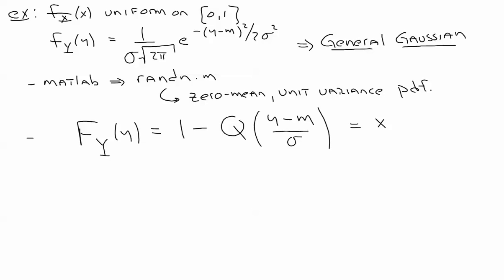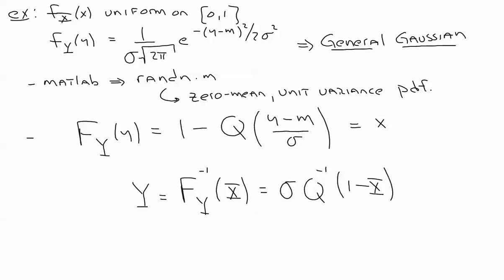And very simply, y is the inverse cumulative distribution function for y evaluated at x, and that is sigma times Q inverse of 1 minus x, plus m. Always under the assumption that x is a random variable uniformly distributed on the range 0 to 1. Okay, this is the final result for this example.